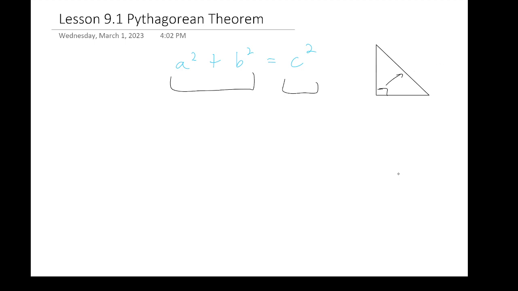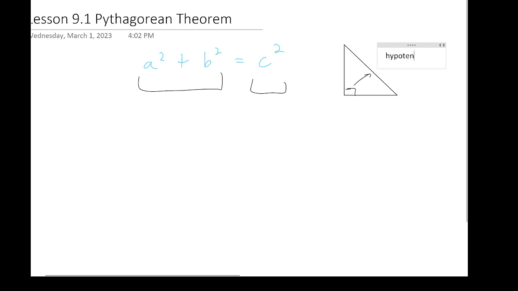Let me rewrite that for you guys, the pen is just illegible.